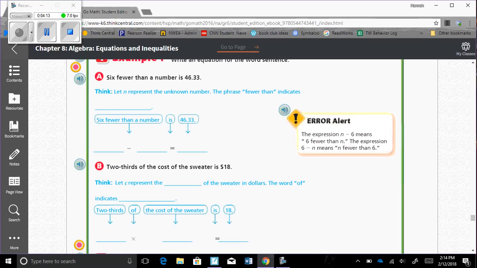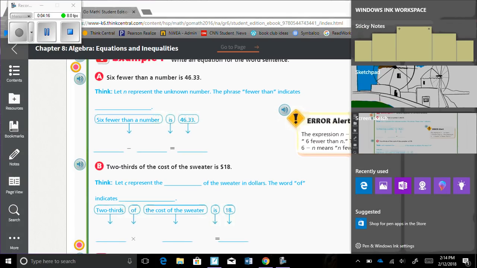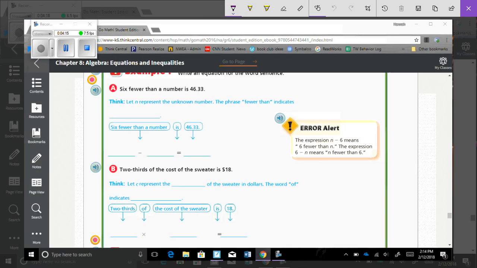Looking at example 1 on the next page. So we're on page 428 now. It says write an equation for the word sentence. 6 fewer than a number is 46 33/100. So let n represent the unknown number. The phrase fewer than, okay, if we hear fewer than, we know that we're going to have subtraction.